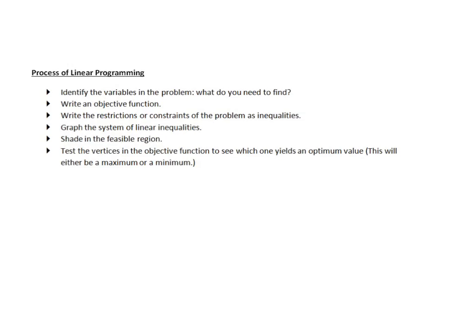Okay, the process of linear programming. So here are the steps, and we'll refer back to these. In the first step, you want to identify the variables in the problem. What is it that you need to find? So for these situations, we'll be dealing with 2 variables, x and y. Otherwise, if we had 3 or only 1, we wouldn't be able to graph this problem using equations of lines.